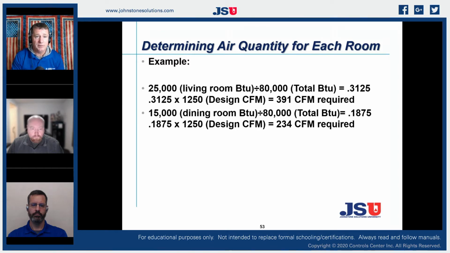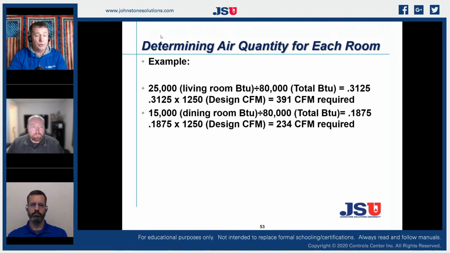So if I had in my living room 25,000 BTUs that were required, 25,000 divided by 80,000, I get 0.3125. So I take 0.3125 times my total CFM, which is 1,250 CFM. This would have been an 80,000 BTU furnace with a 3-ton AC. And I end up with 391 CFM for that room.